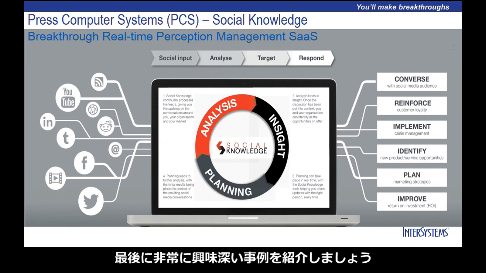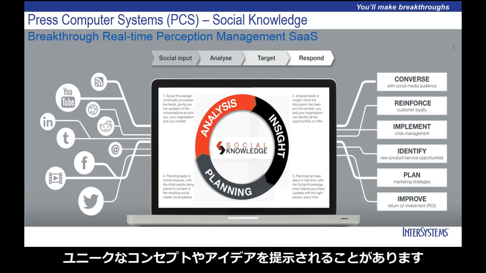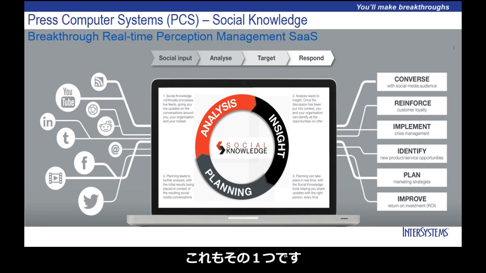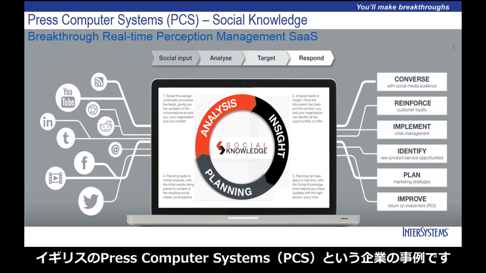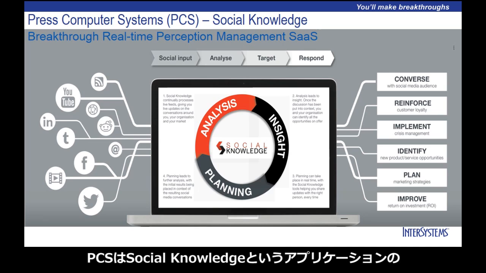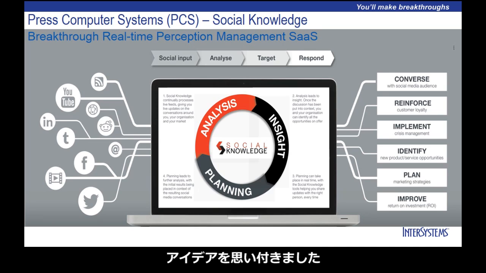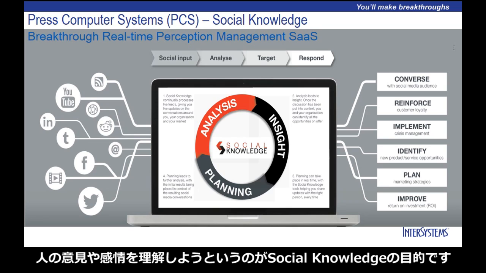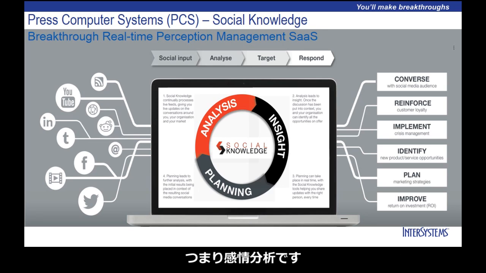And the last use case that I have, which I find really fascinating. It's amazing how you, as our application partners and customers, come up with some really unique concepts and ideas. So this is one of them. So this is from PCS, Press Computer Systems, a company in the UK. And they came up with this application called Social Knowledge. And the idea behind Social Knowledge was, how about we try to understand what people are saying or feeling? It's about sentiment analysis, what people are saying or feeling about some particular thing.